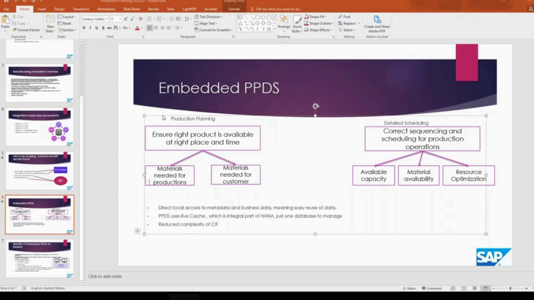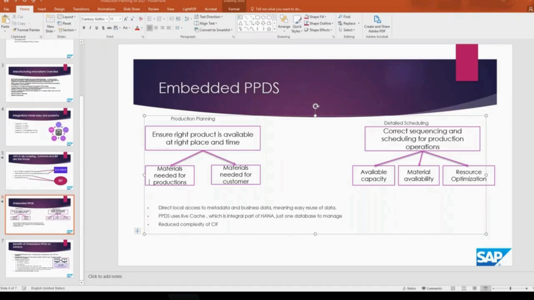Similarly, if you want to plan your operations, you can do that with the help of your available capacity, your material availability, and your resource optimization. So when you perform a heuristic run that solves your scheduling related issues, your input would be resources, your input would be material availability parameters, and your input would be some other factors which are resource related, meaning machine or equipment related. It cannot be material related.